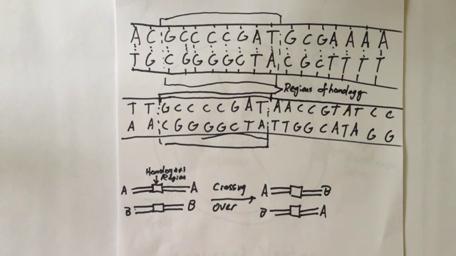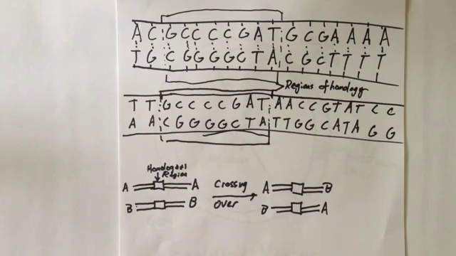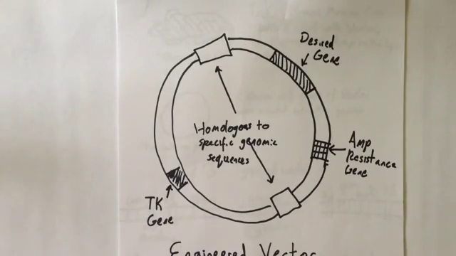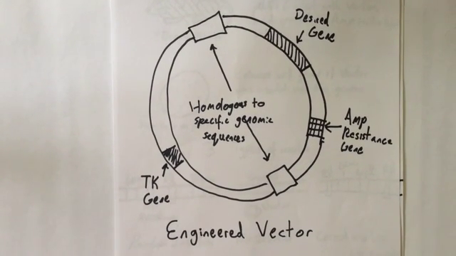So knowing that, researchers have developed a way to manipulate this so we can insert a select gene into a mouse model. Initially what you need to do with this is have an engineered vector. So you want to have the two homologous regions which will integrate into the host genome.